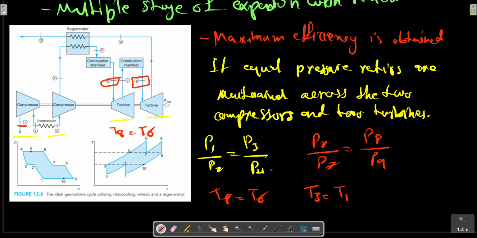Furthermore, in the ideal cycle, it is assumed that the temperature of high pressure air leaving the regenerator, T5, is equal to the temperature of low pressure air leaving the turbine, so T5 equals T9. This is the temperature for the ideal cycle.